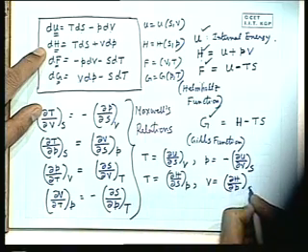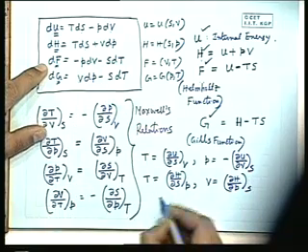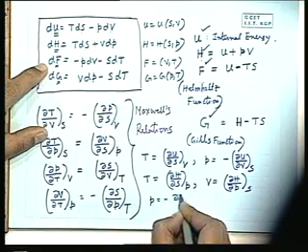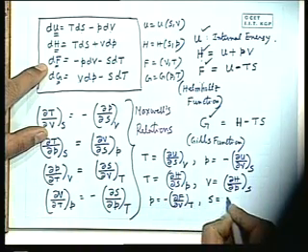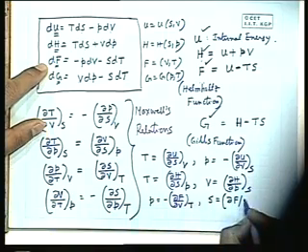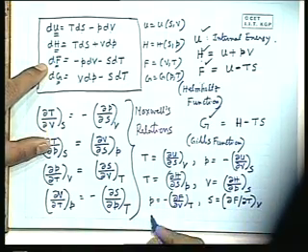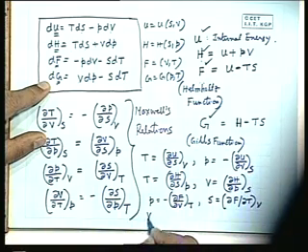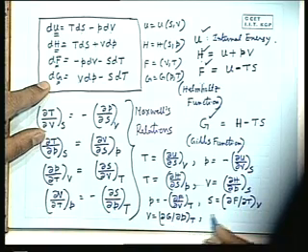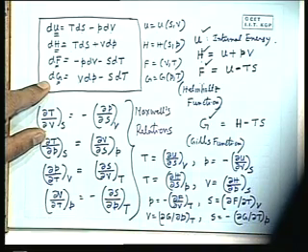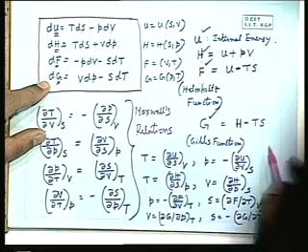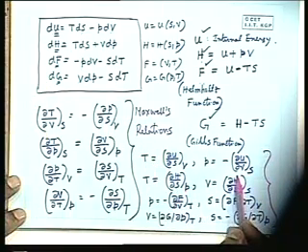From here also I can write P is minus del F del V at constant T, and S is minus del F del T at constant V. In a similar way, V is equal to del G del P at constant T, and S is equal to minus del G del T at constant P. Also from these equations we can construct these relationships.